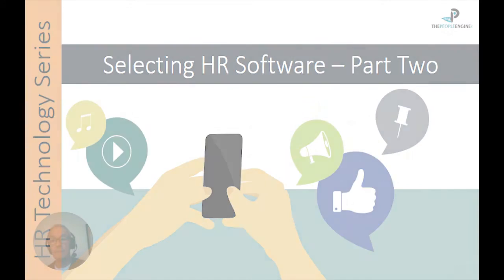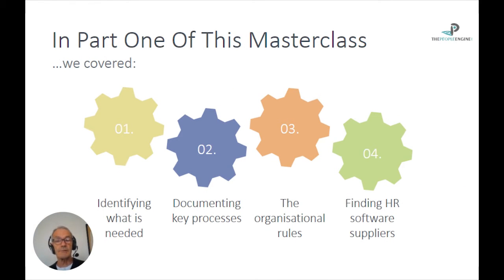In Part 1 of this masterclass, previously we covered identifying what is needed, that is, what elements or modules of software we need in our HR system, documenting the key processes and the organizational rules, both of which are bringing together the information we need to configure our HR system, and also finding HR software suppliers, how to conduct your search to find the people who can supply your system.